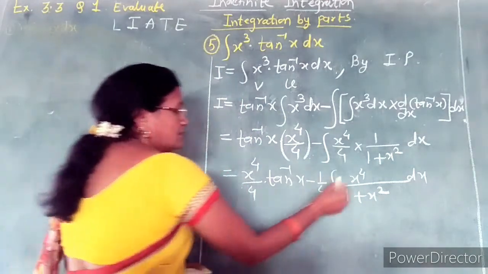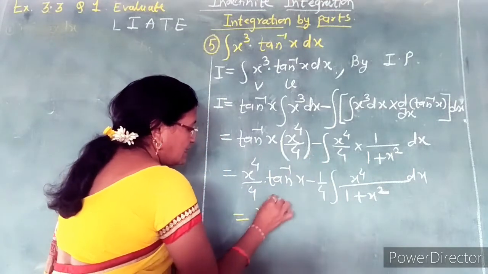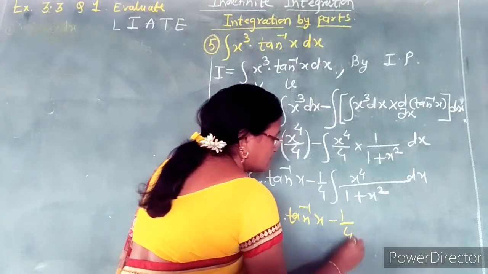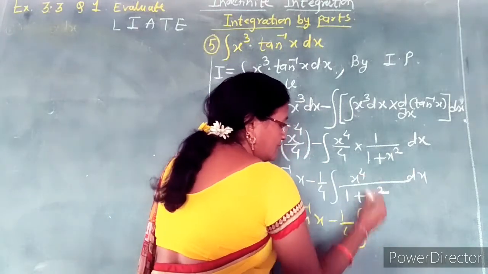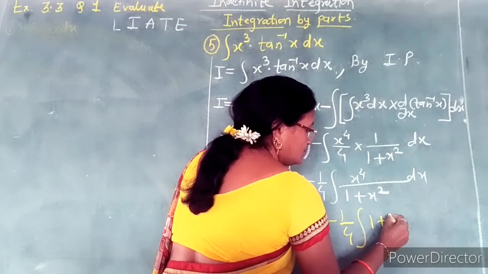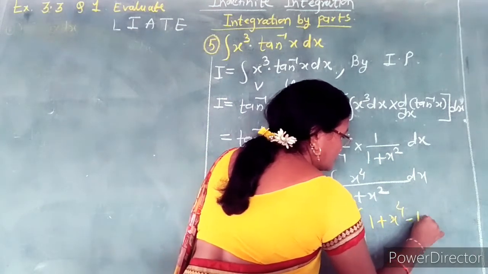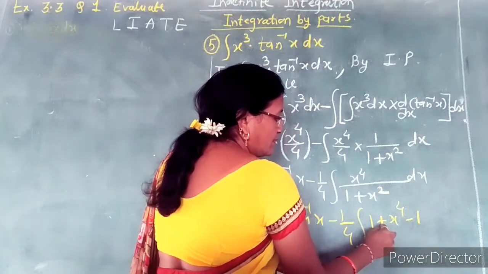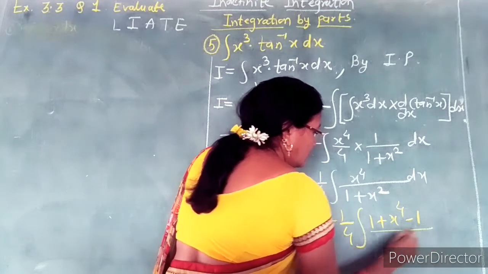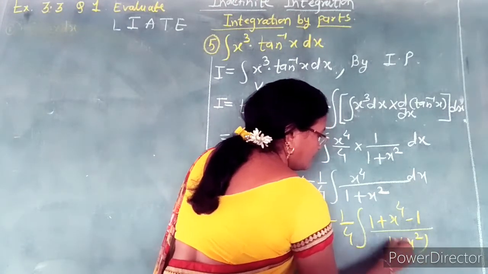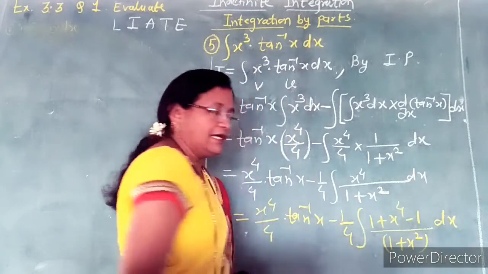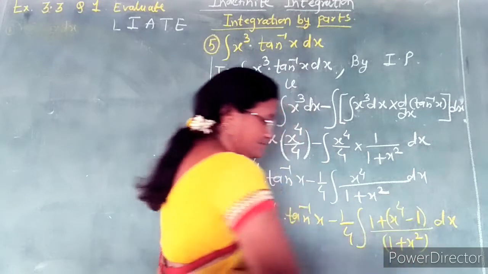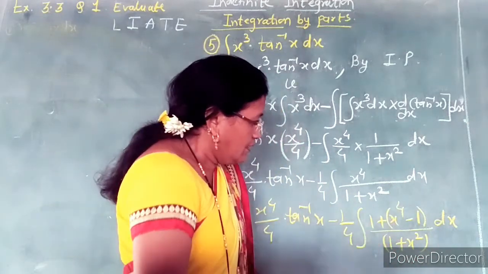This x raised to 4 can be adjusted: x raised to 4 upon 4 tan inverse x minus 1 by 4 integral. From this x raised to 4 we take addition of 1 and subtraction of 1. Addition of 1 and subtraction of 1, so 1 plus x raised to 4 minus 1, divided by 1 plus x square, integral with respect to x. Now for this step, when we add 1 and subtract 1, after this we take a bracket for the second part.